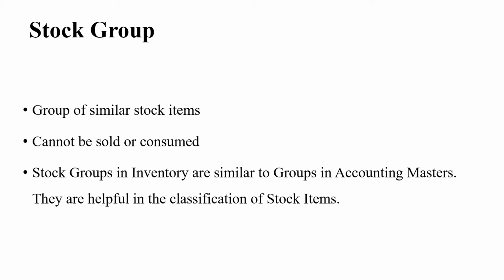Now let's see what is stock group. Stock group is nothing but a collection of similar stock items, or we can just call it a group of similar stock items, which cannot be sold or consumed. Even in the case of stock category, it cannot be sold or consumed. Only stock items can be sold or consumed, right? Stock groups in inventory are similar to the groups in accounting masters.